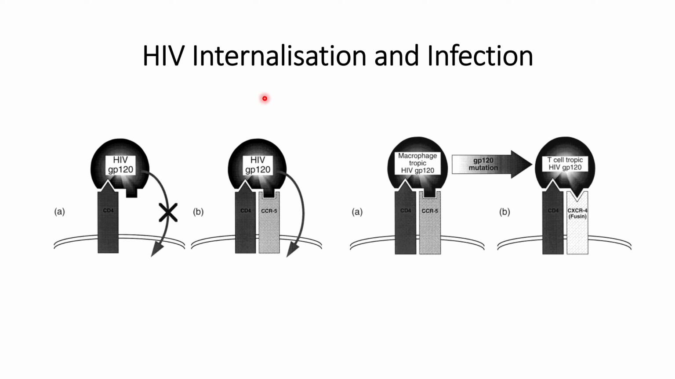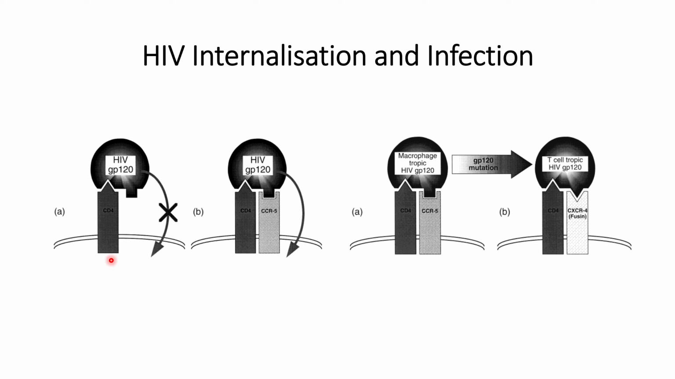In this video, we will discuss in detail the process of how the HIV virus infects the cells, what receptors are essential for the HIV virus to internalize and infect the cells, and the possible therapeutic approaches that are presently being targeted to prevent infection or to make a person HIV resistant. So let us start with the first figure.